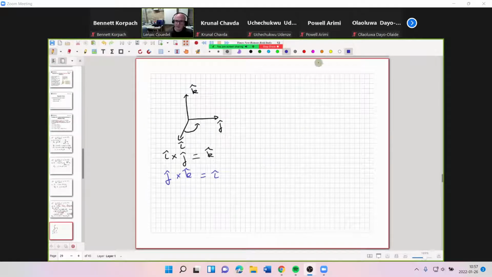And finally, the last one, K hat cross I hat. Same thing, my finger pointing toward the top, I'm curling towards me, toward I hat, and you see my thumb is pointing toward J hat.